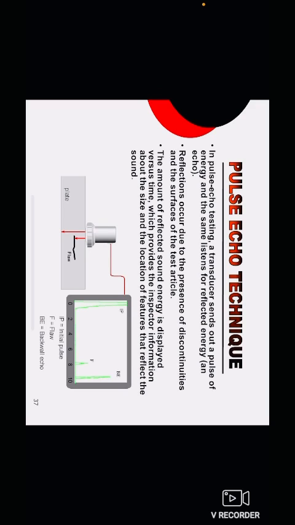Here, there is a plate which is lower than the probe. IP refers to the initial pulse, F refers to the flaw, and BE refers to the back wall echo. When the probe is placed on the plate, the initial pulse will be higher. Due to the flaw, the back wall echo will be lower. So here we can identify the flaw in the plate.